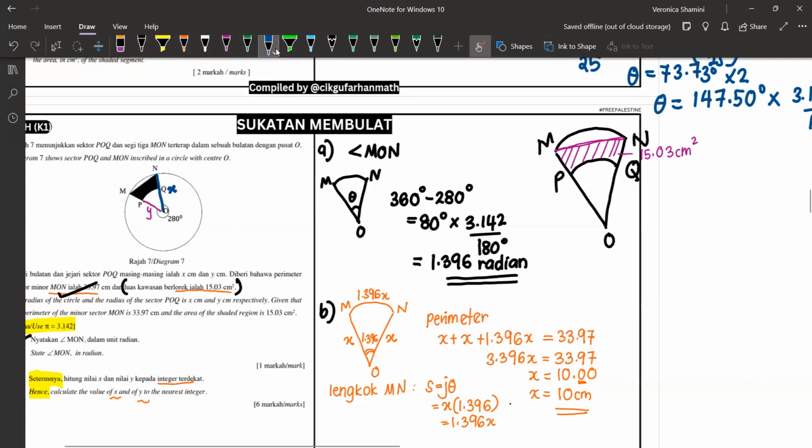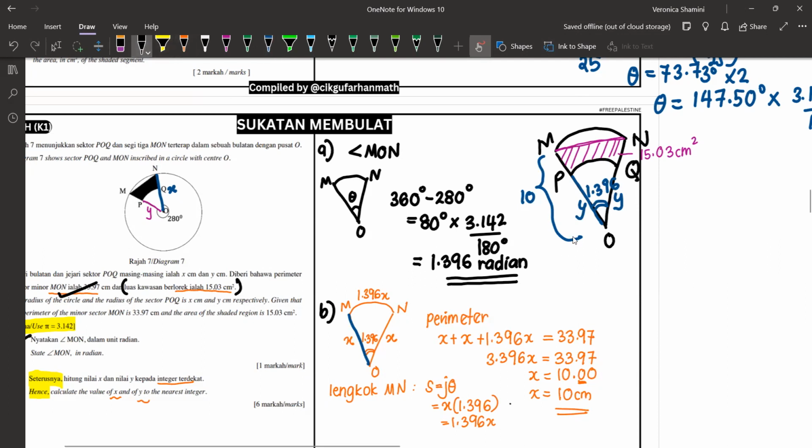Okay, now. So far apa yang kita ada, kita tulis dulu. Okay. Yang ni P2O ini adalah Y, kan? Sini Y, sini Y. Okay, radius untuk yang ni OM kita dah tahu kan? Sebab tadi dah cari dah. Sini X, X adalah 10. So this is actually 10 the whole thing. Okay, dalam sini pun kita tahu 1.396.